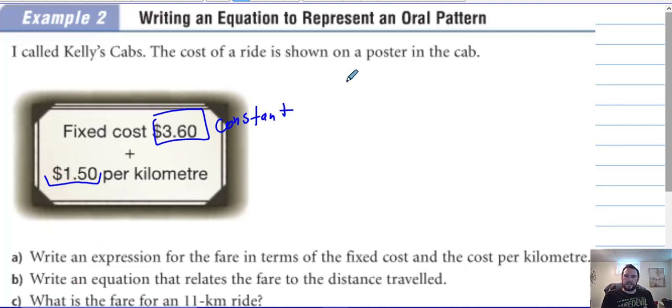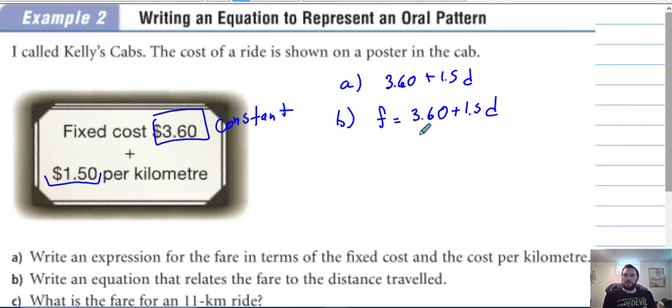Question A is asking for an expression. So we get $3.60 plus 1.5, and again, it's per kilometer. We can use whatever variable we want. In this case, maybe D for distance. Okay. Question B says, now write out an equation. Same thing. It says how the fare relates to the distance. Fare being what you pay to take a cab. So we'll say F is equal to 3.6 plus 1.5D.